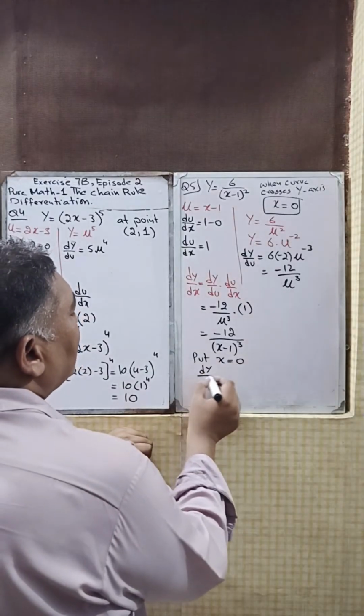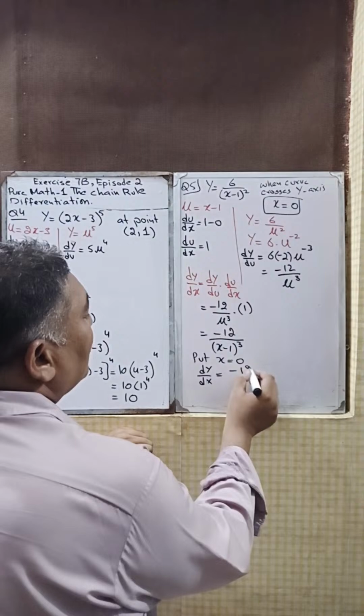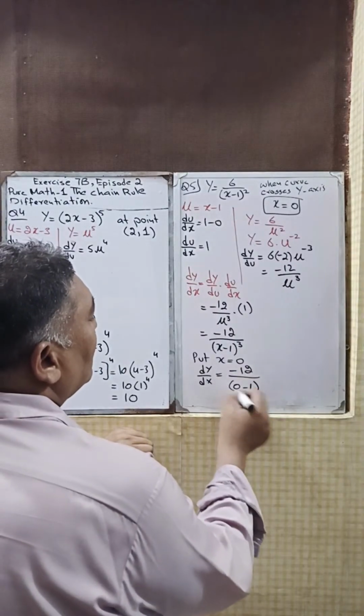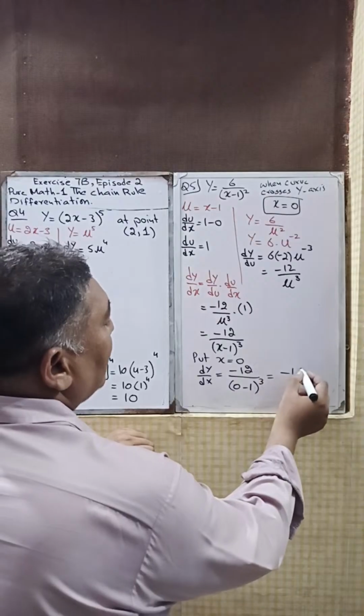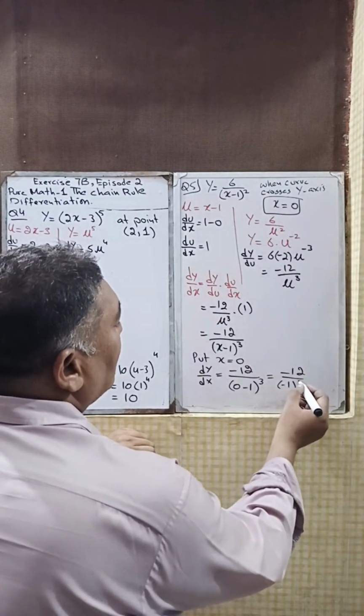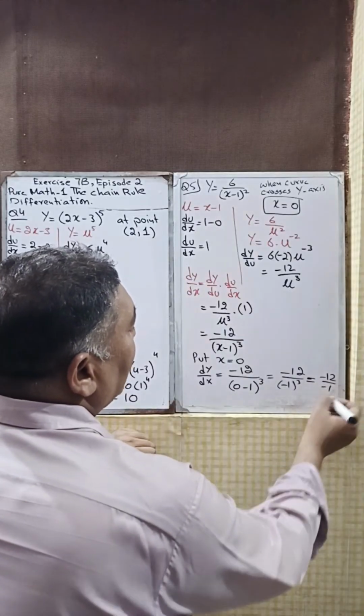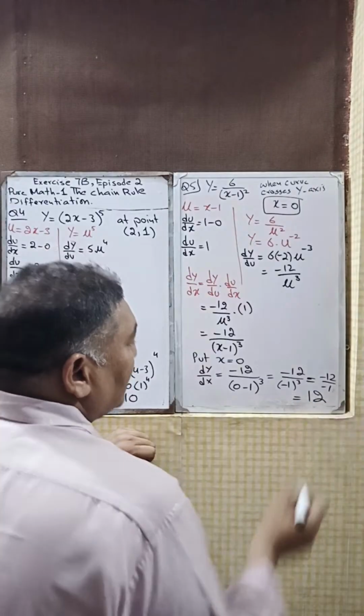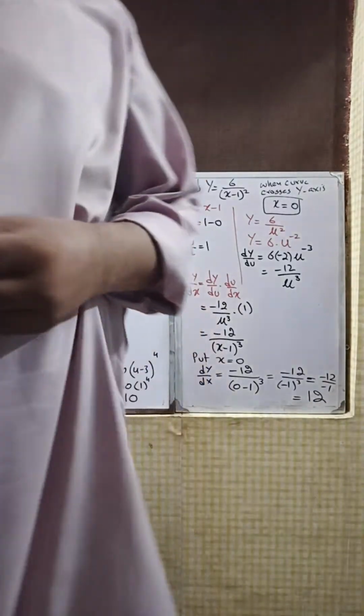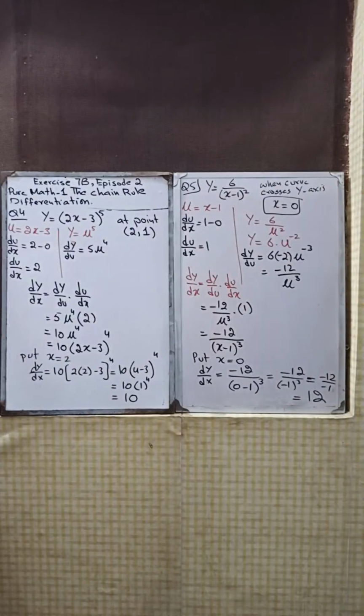So the dy by dx value will be minus 12 divided by (0 minus 1) whole raised to power 3. So that is minus 12 divided by (minus 1) whole cube. So this will be equal to minus 12 divided by minus 1, which is equal to positive 12. So the gradient when this curve crosses the y-axis will be positive 12, and I have checked the answer, so the answer is right. So you see what we have done. The equation of a curve was given.